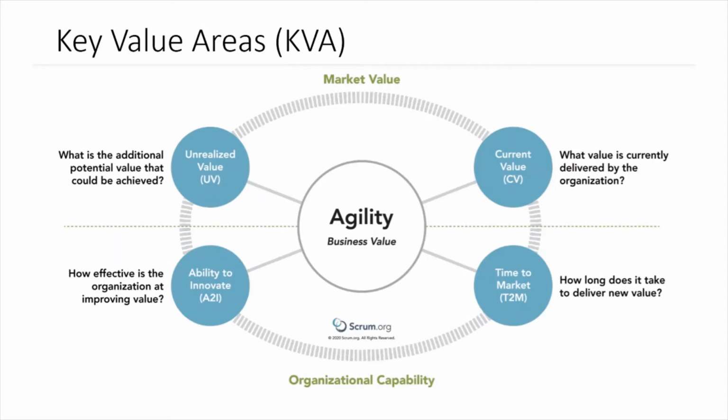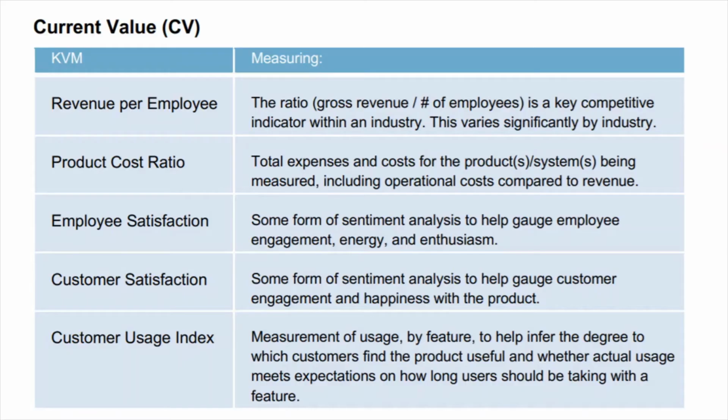Okay, let's review the metrics that compose each of these key value areas. For current value, I'm going to highlight some of the most important metrics. The most important are customer satisfaction and customer usage index. In the case of customer satisfaction, this is basically about how satisfied our customers are with our product, right?